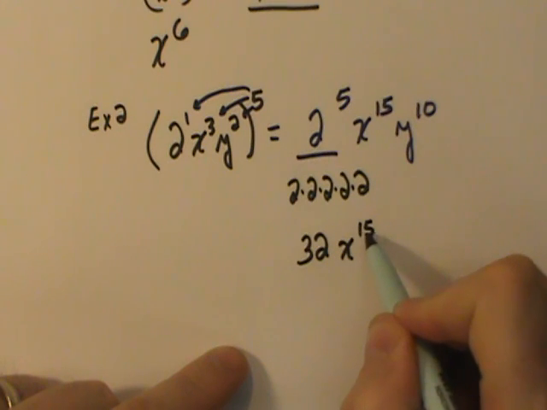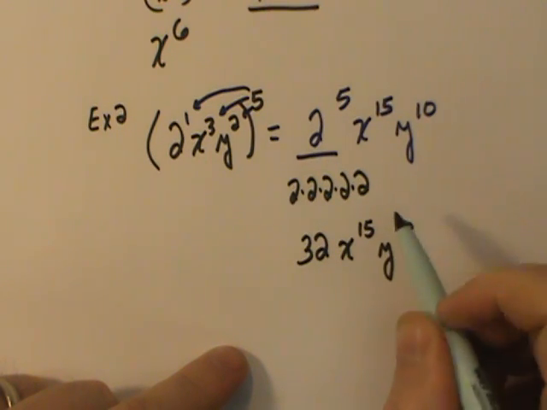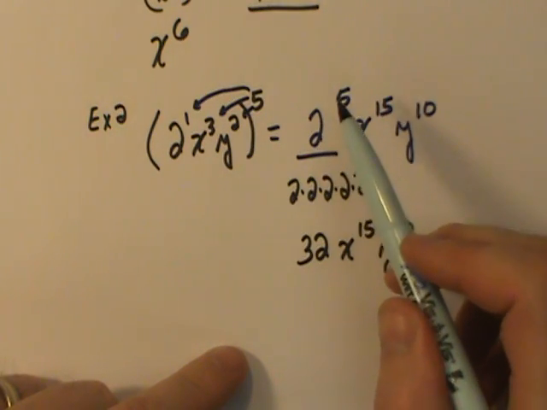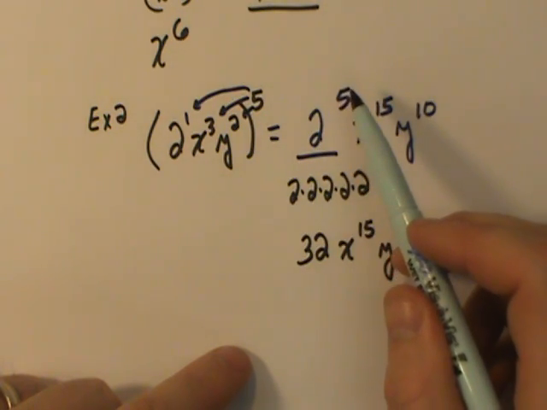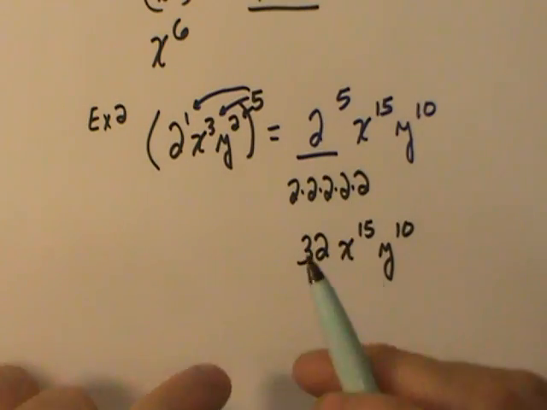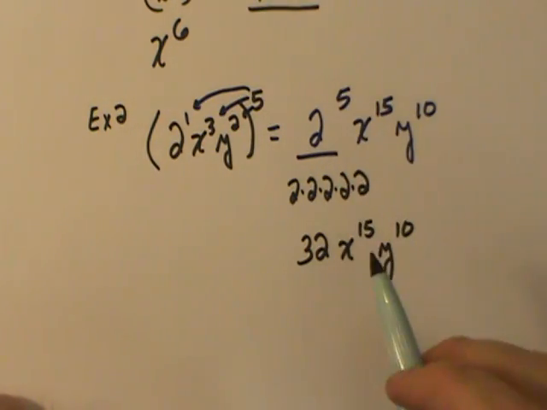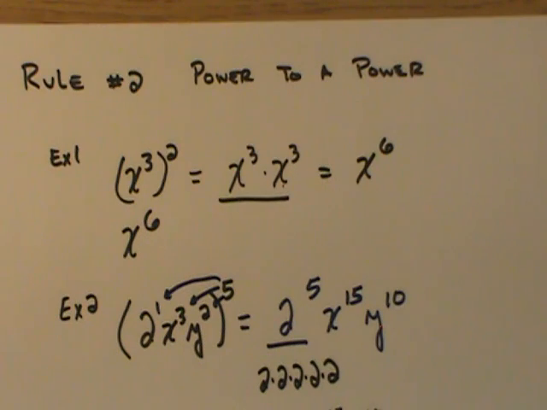x to the 15th, y to the 10th. Don't ever multiply a base times a power. That's a very common mistake, and it always gives you the wrong answer. It's base multiplied that many times. We'll look at several more examples here of the rule number 2, which is power to a power.